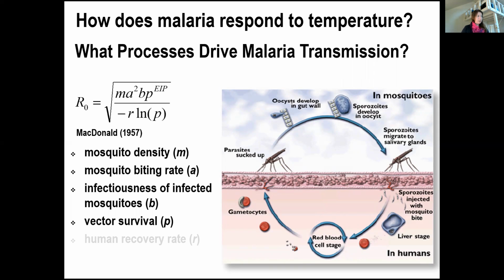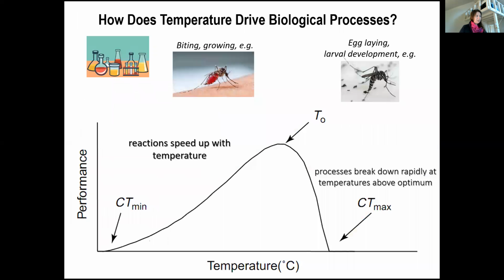And so when we look at the equation on the left, this is an equation for transmission made by Ross and then MacDonald in the 50s. We see that it's constructed out of different rates. And these rates are the biological processes of the mosquito and the parasite. And a lot of these happen in the environment. So things like the density of mosquitoes, the biting rate, the infectiousness of infected mosquitoes, vector survival. And so what we can do is talk about how these processes are driven by temperature in the environment.